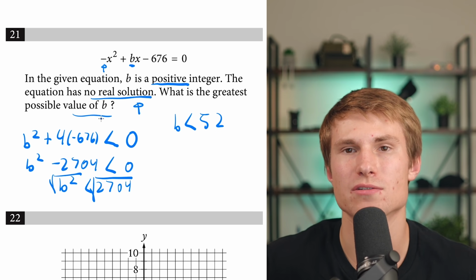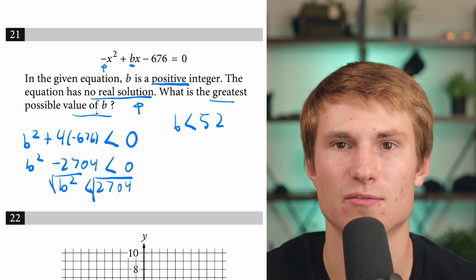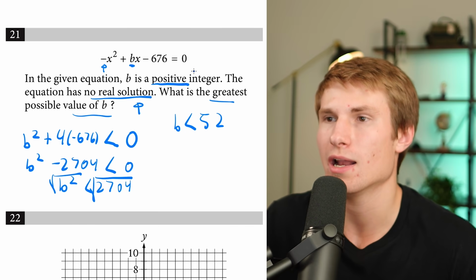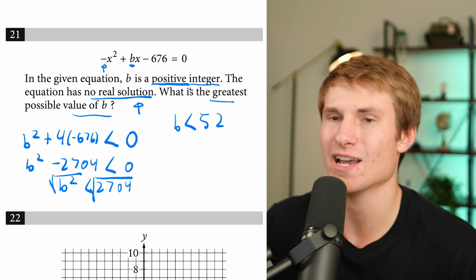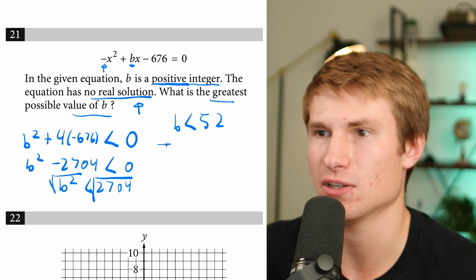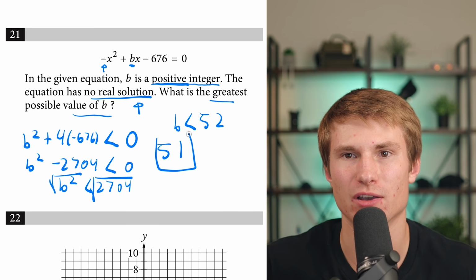Now, keep in mind, your answer for the greatest possible value of b is not 52, because we have to have a b value that is less than 52, and it has to be a positive integer. So the next highest positive integer that is less than 52 is 51. Okay, so the maximum possible value of b is 51.